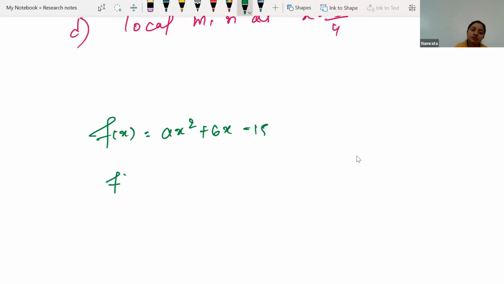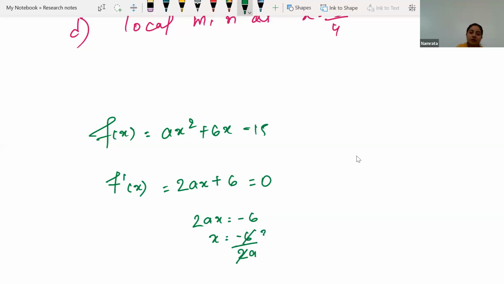So first we will do the derivative. f dash x, that is 2ax, a is just a number, plus 6. This is f dash x. Now to get the critical point, we will compare it with 0, right? So it will give 2ax is equal to minus 6. x will be minus 6 by 2a, that is minus 3 by a. That means we got the x value as minus 3 by a.